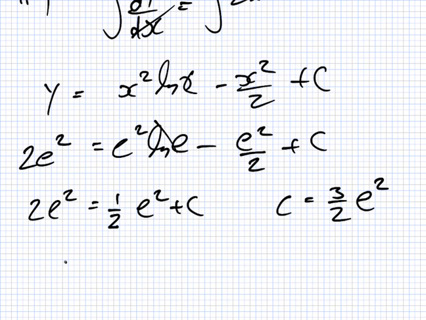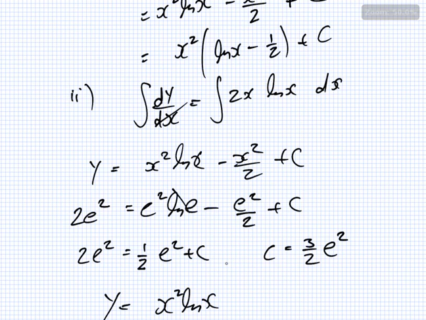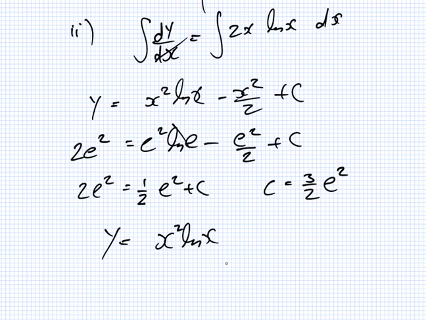So our answer is y equals x squared log x minus a half x squared plus 3 over 2e squared.